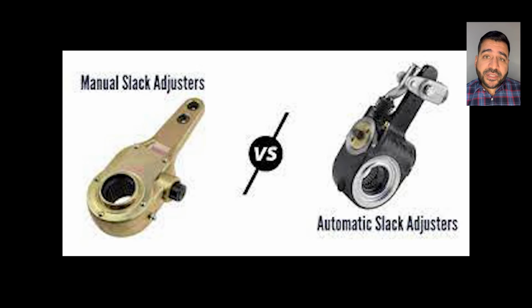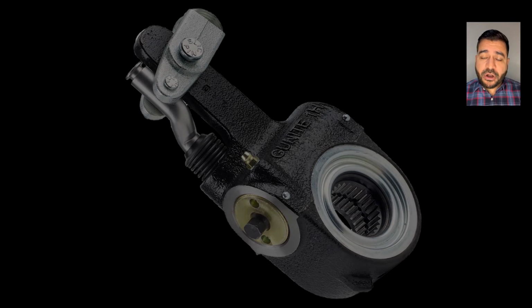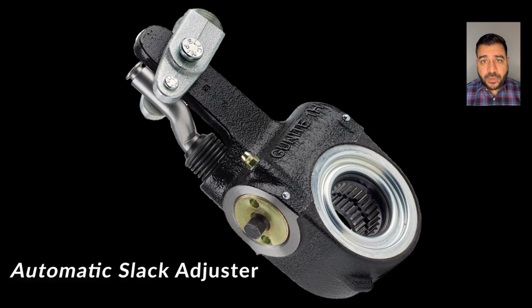Okay, so let's take a quick second to talk about automatic slack adjusters versus manual slack adjusters. What's the difference, and when should you be using one or the other? Okay, so let's start off with your automatic slack adjuster. When your brake lining starts to wear, the gap between your brake lining and your brake drum will increase. Well, the automatic slack adjuster has an internal mechanism which will adjust for that wear automatically.